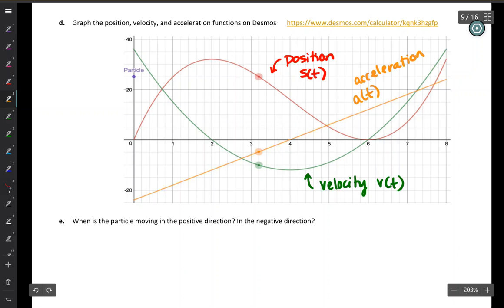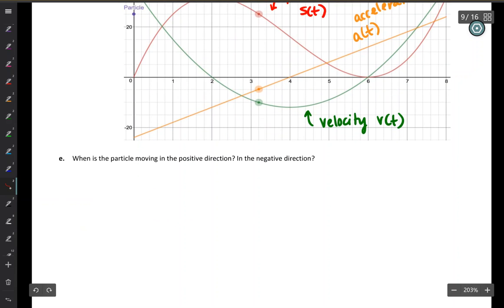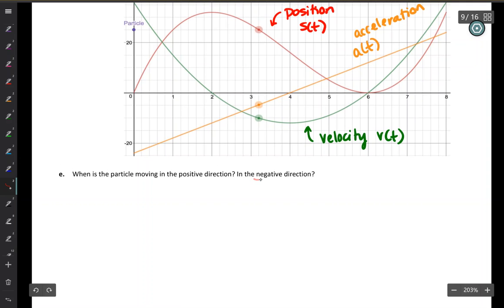All right, so part E: when, meaning at what moment in time, is the particle moving in the positive direction, and when is it moving in the negative direction? That's what the velocity vector is all about. If velocity is positive, you're moving in the positive direction, which typically is oriented up or to the right. I have this oriented up. And you're moving in the negative direction when velocity is negative, typically going down or to the left. I have it oriented down as the negative direction.